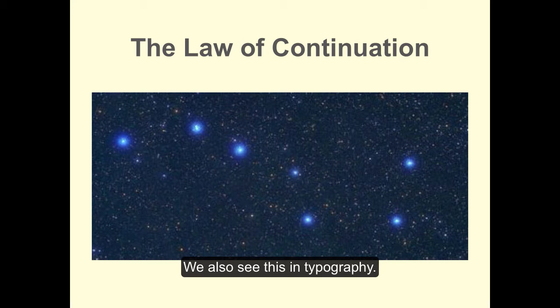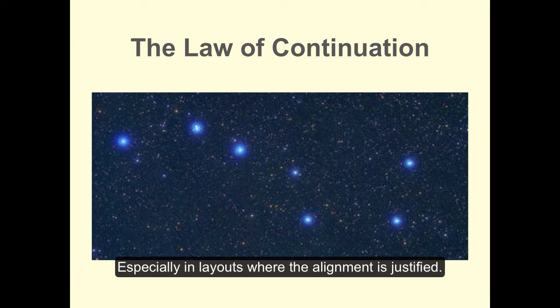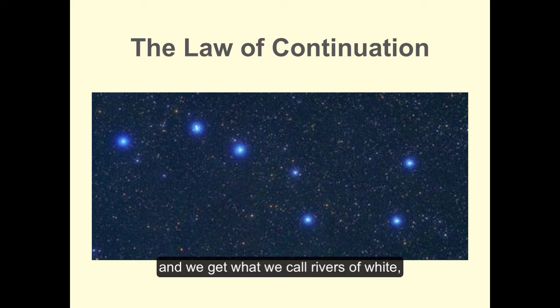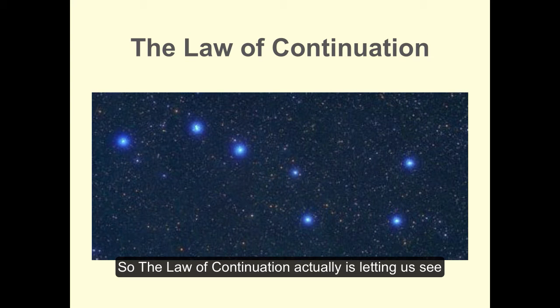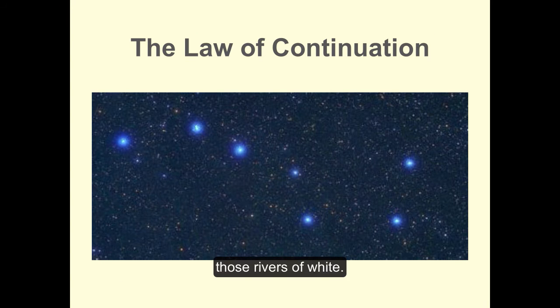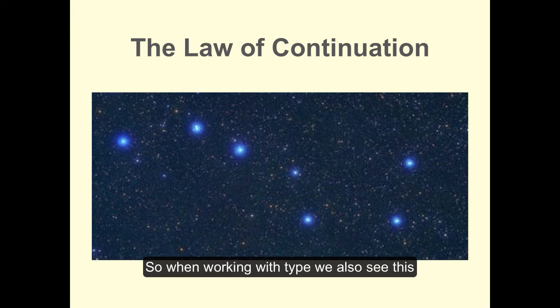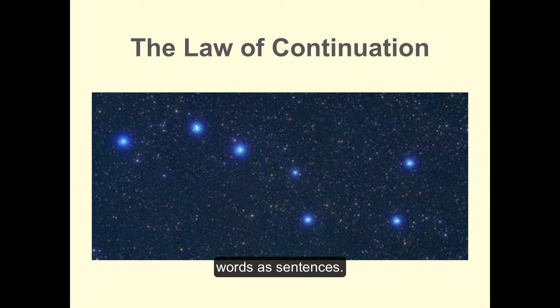We also see this in typography, especially in layouts where the alignment is justified. That means equal on the left and equal on the right. And we get what we call rivers of white going through those columns, specifically if it's a narrow column. And so the law of continuation is actually letting us see those rivers of white. So when working with type, we also see this phenomenon of continuation where we recognize strings of letters as words and strings of words as sentences.